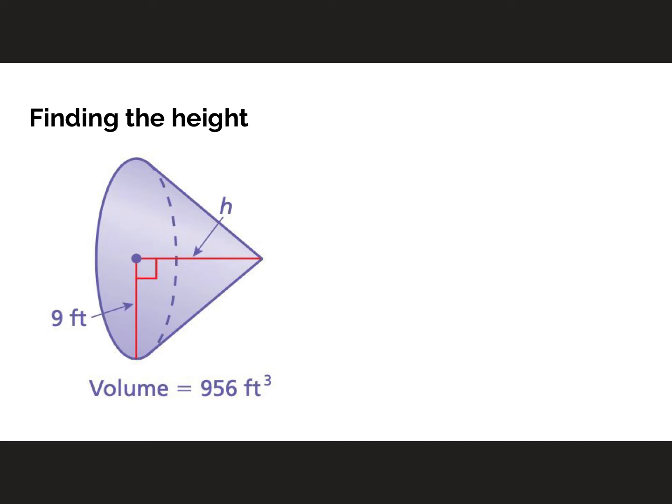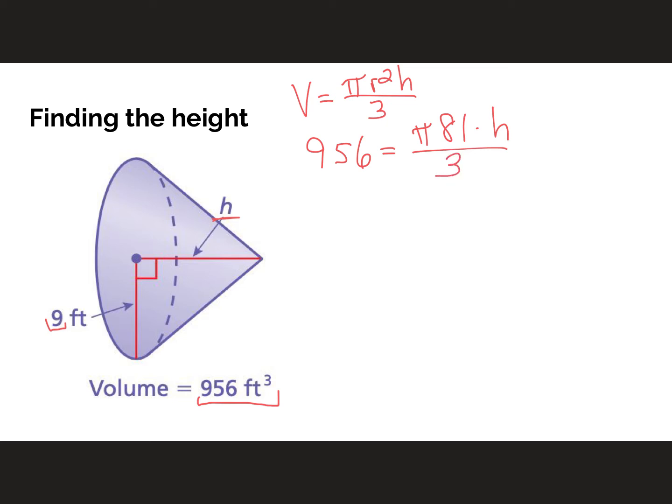Let's try another one again. This time, notice they've given us the volume. And they've given us the radius, and we have to find the height. So our formula is volume equals pi times my radius squared times my height divided by 3. So my volume is 956 equals pi times my radius is 9. 9 squared is 81. I'm just going to put the 81 times my height over 3. Okay, so I need to solve this for h.